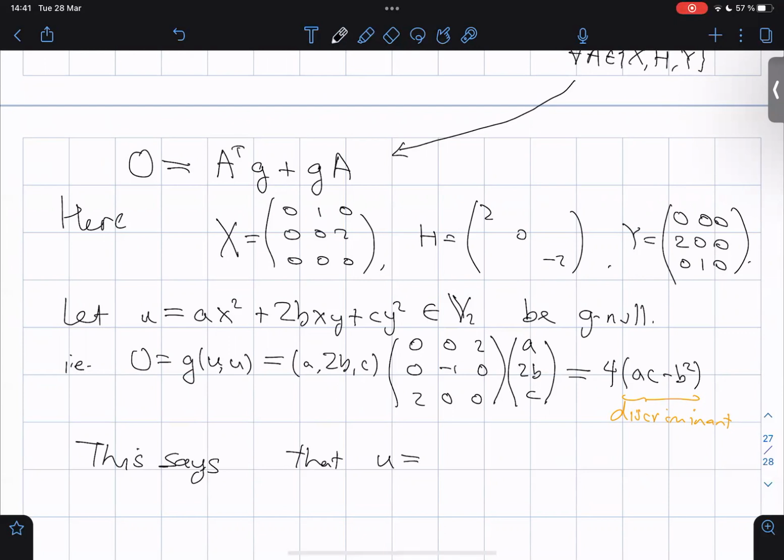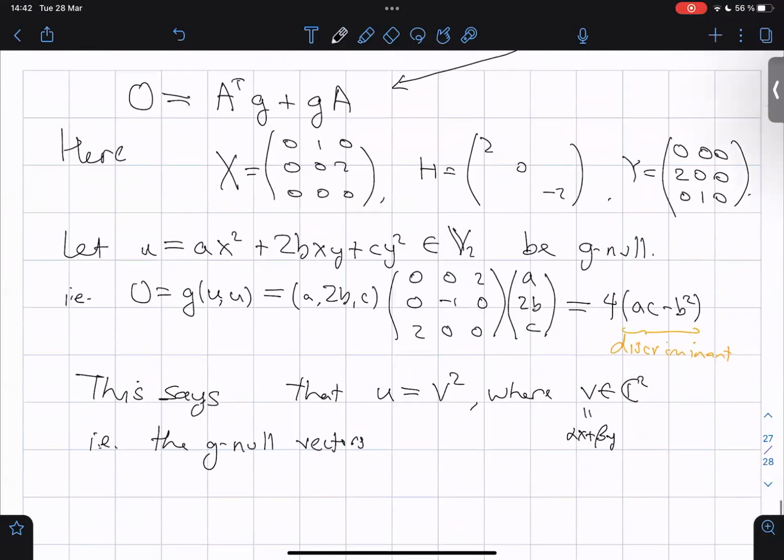Okay, but phrased in this language over here with binary forms, so I'm going to be using x, y, it says that U is a perfect square. Okay, so this is some linear polynomial. And there's special quadratics that are just perfect squares.